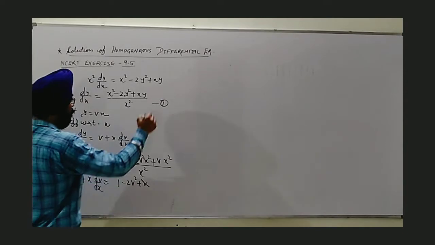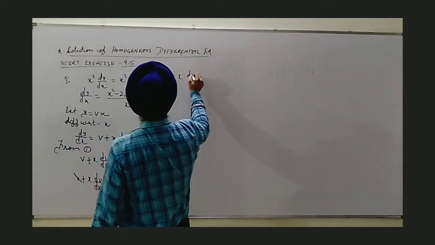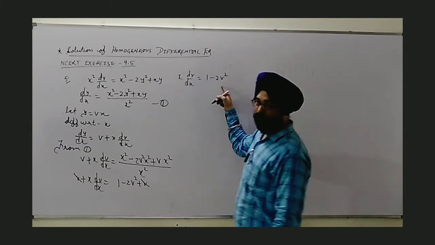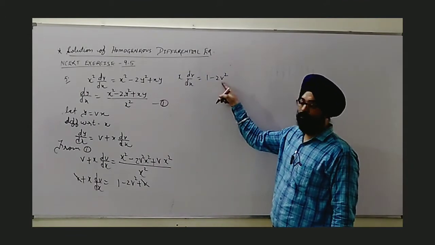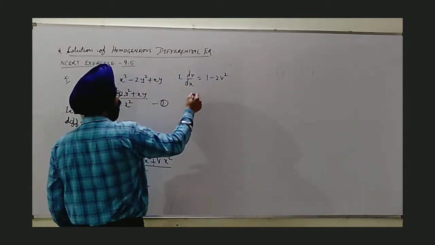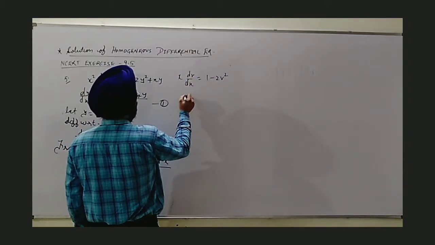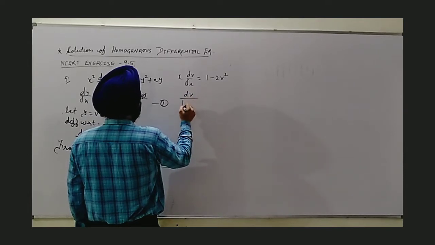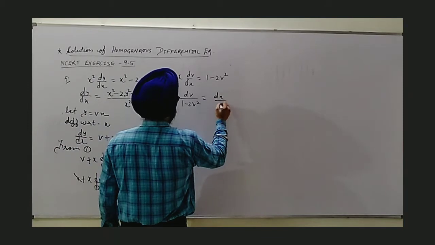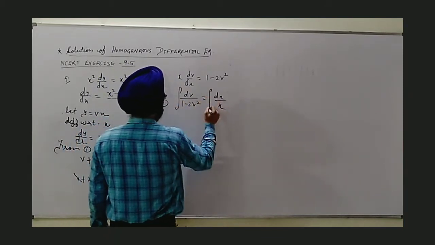So we are left with x dv by dx equal to 1 minus 2v square. This is the only function in terms of v we can see. So here without delay we will write, separating them, dv upon 1 minus 2v square equal to dx upon x, and then integrating.